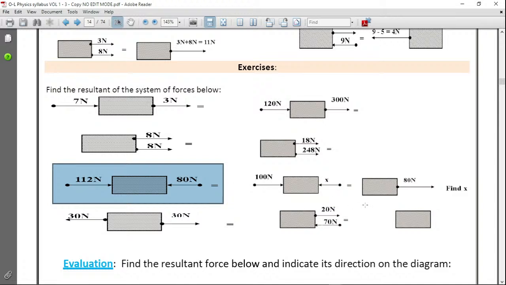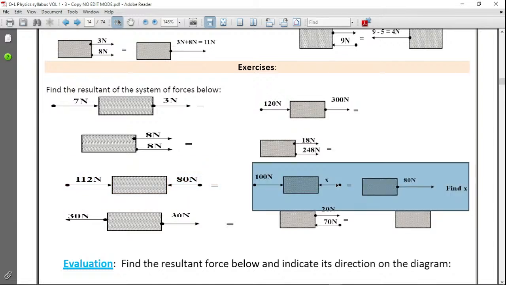Okay, and then with this, here they want us to find x. I like this question. Look at this one very well. A force of 100 newtons acts to the right and x newtons acts towards the left. The resultant force in the system is 80 newtons. Find x. So if the resultant force is 80 newtons and is to the right, it means that this 100 newtons is 80 newtons greater than this x.